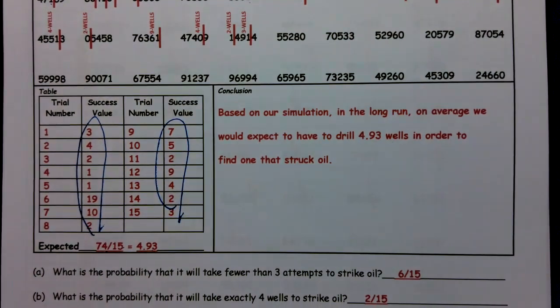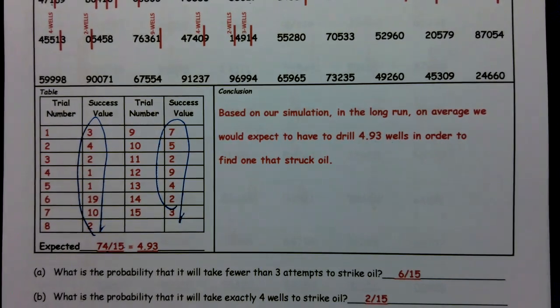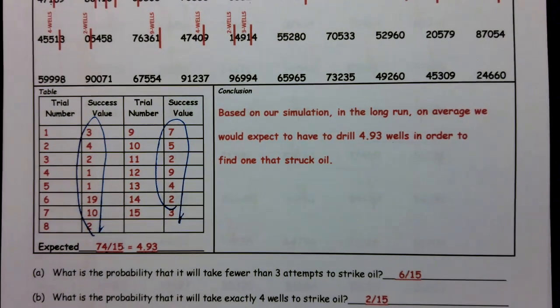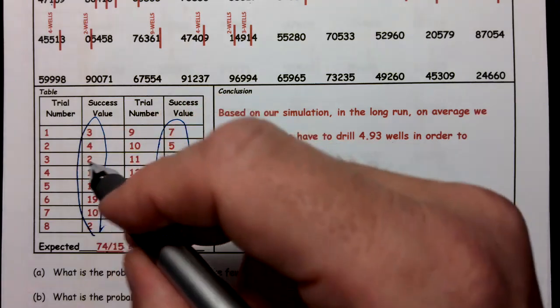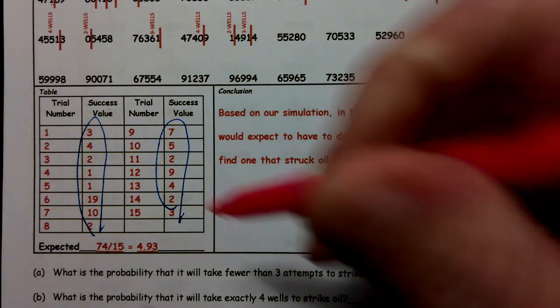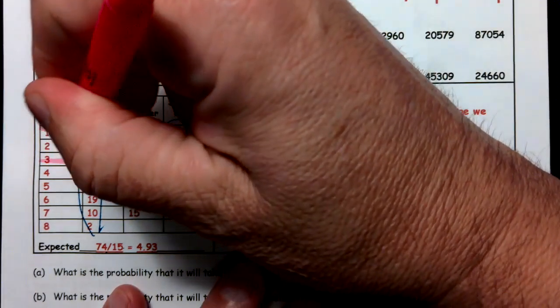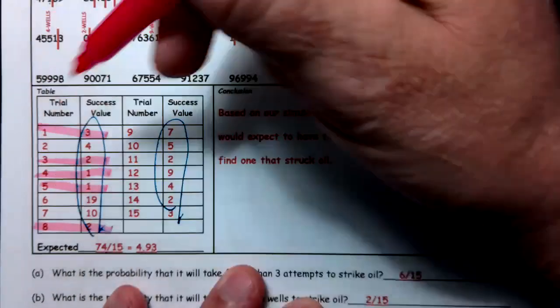Now there are a couple other questions that ask. What's the probability that it will take fewer than 3 attempts to strike oil? Well, that means I need the ones that looked at 3. Well, the first one that struck in 3 is this one. So that's 1. That's 2, 3, 4, 5.